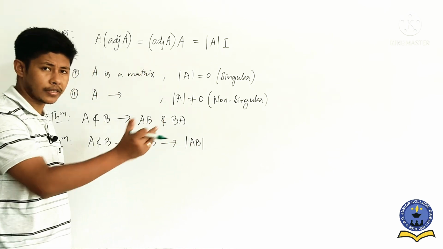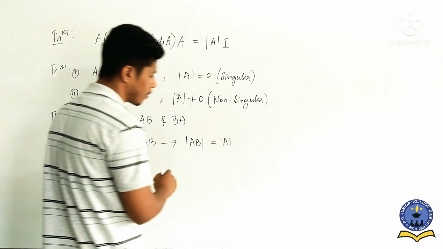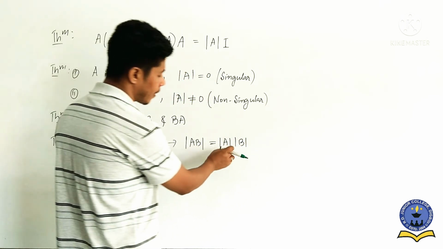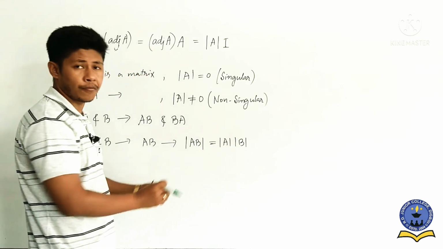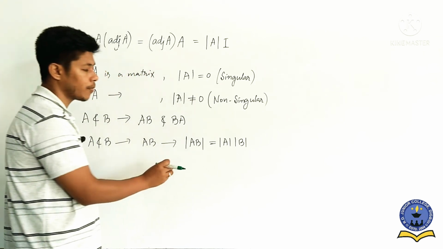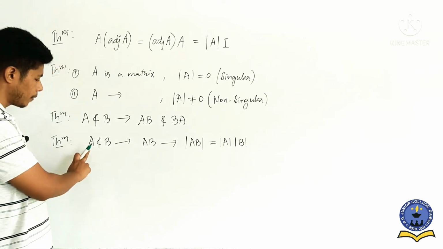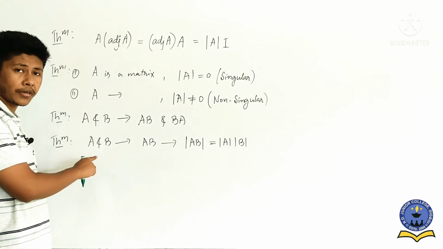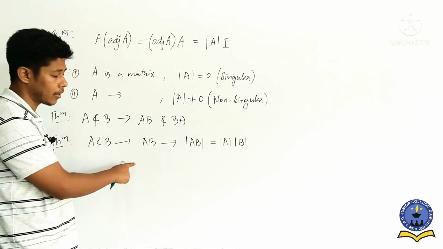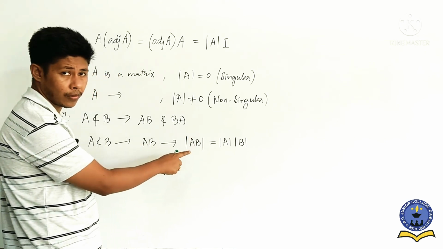After evaluating this one, obviously we get some result, and this result is always equal to the following: if we find the determinant of A as well as the determinant of B separately, and after that multiply them, the result we get is always the same. Is it clear? First of all, we consider two non-singular matrices A and B, and then we multiply these two. Suppose the multiplication is AB, and if we take the determinant, then obviously we get some value, isn't it?